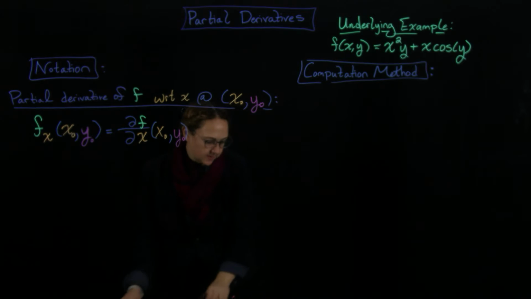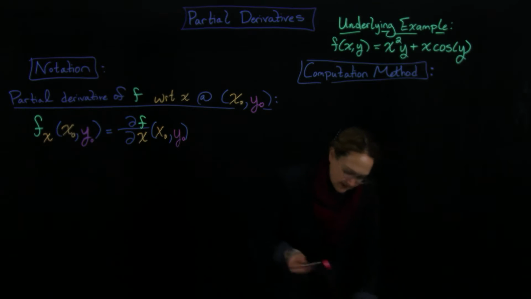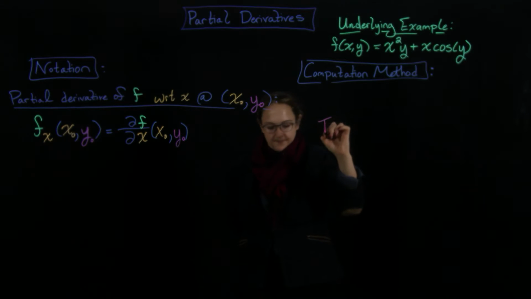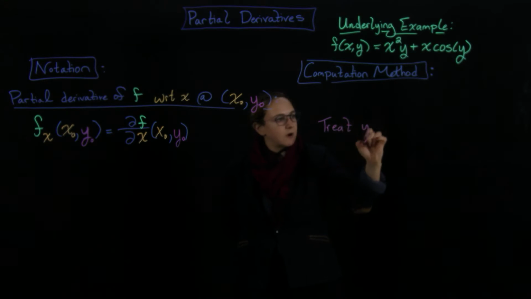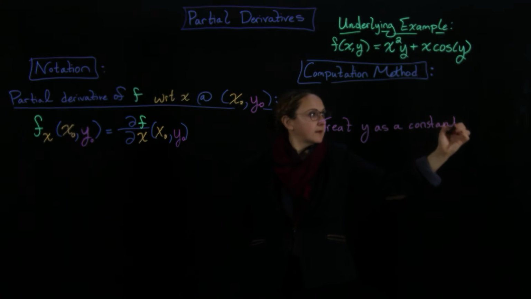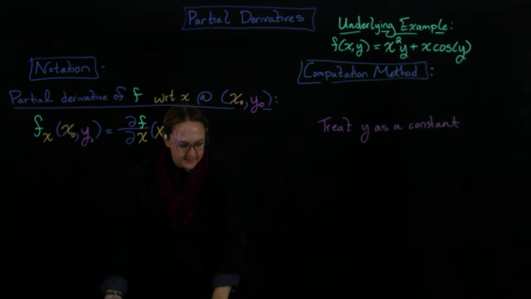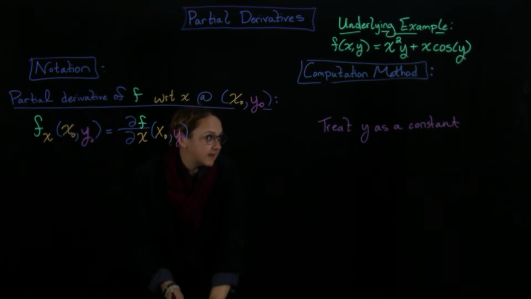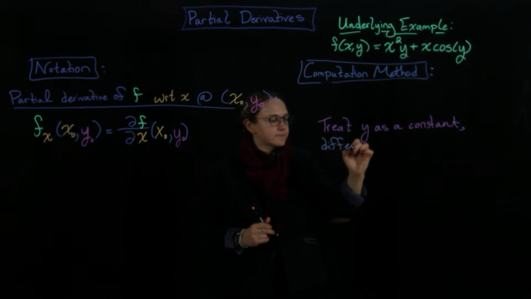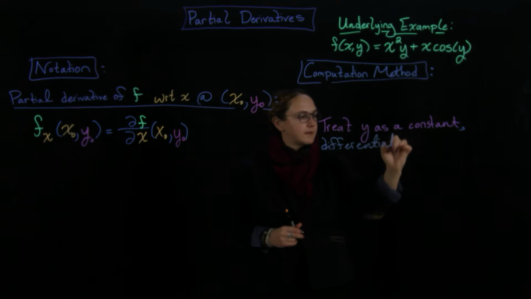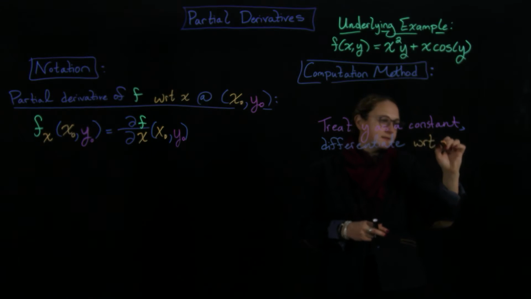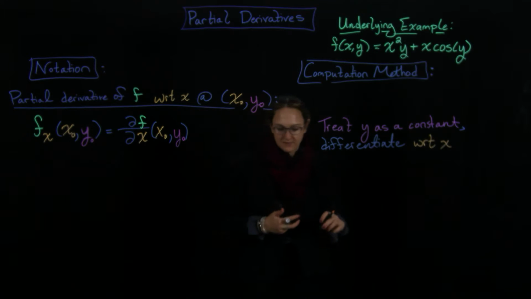So computationally, after we switch to a marker that will hopefully work a little better, what we want to do is treat y as a constant, and then differentiate with respect to x, as if we were in a circumstance where, now that we've treated y as a constant, this is a familiar question: how to differentiate with respect to x.